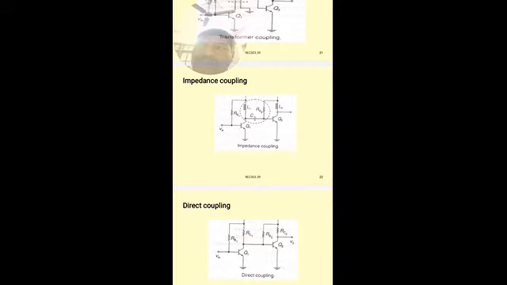If the tank circuit or the feedback circuit uses two inductors and one capacitor, then the oscillator is known as the Hartley oscillator. If the tank circuit or the feedback circuit uses two capacitors and one inductor, then it is called the Colpitts oscillator.